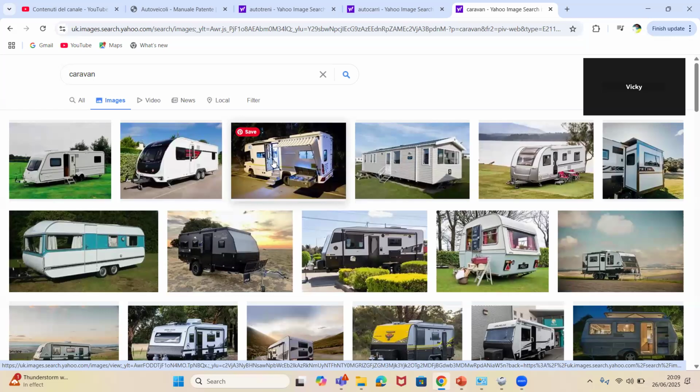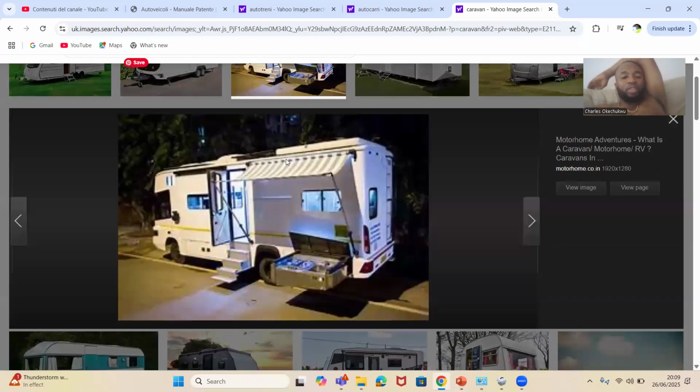Now watch. You have seen this thing on the road, these things parked on the road. This is what they call a caravan. You can use it as a shop. It is called a caravan when it is not driving. I'm telling you guys something deep. It is called a caravan when it is parked, when it is not on movement.